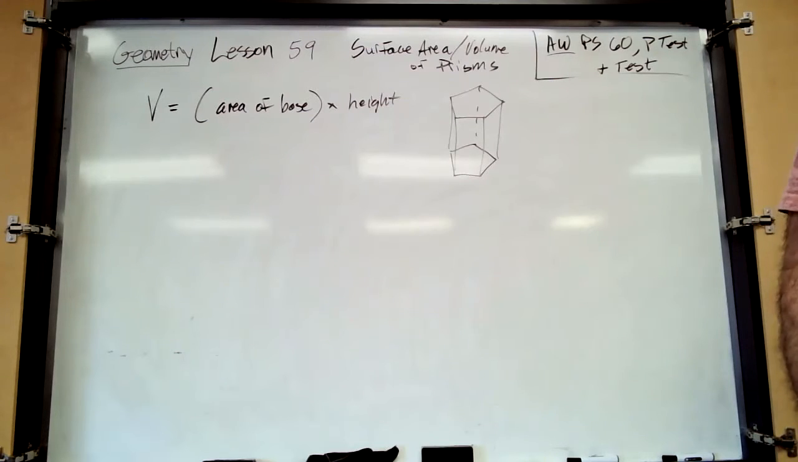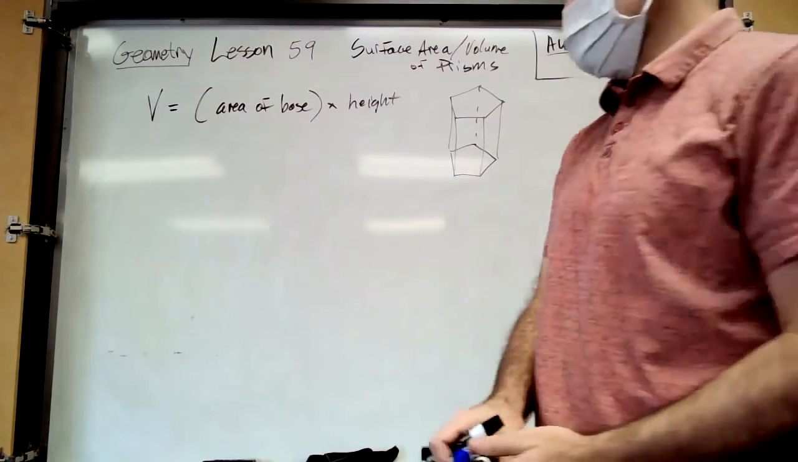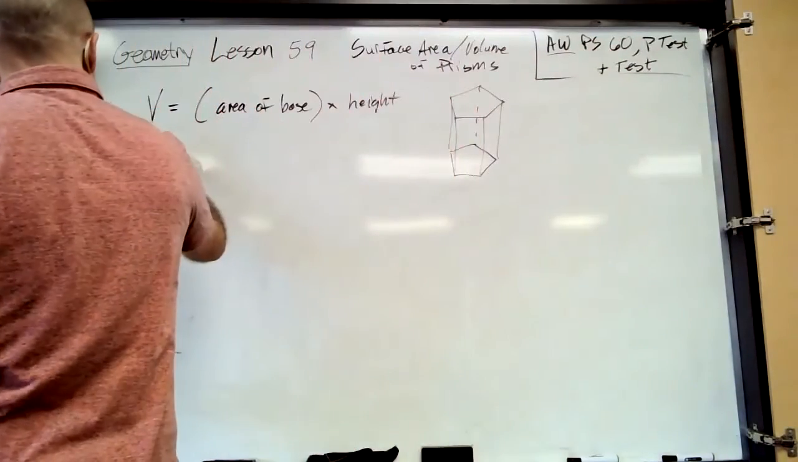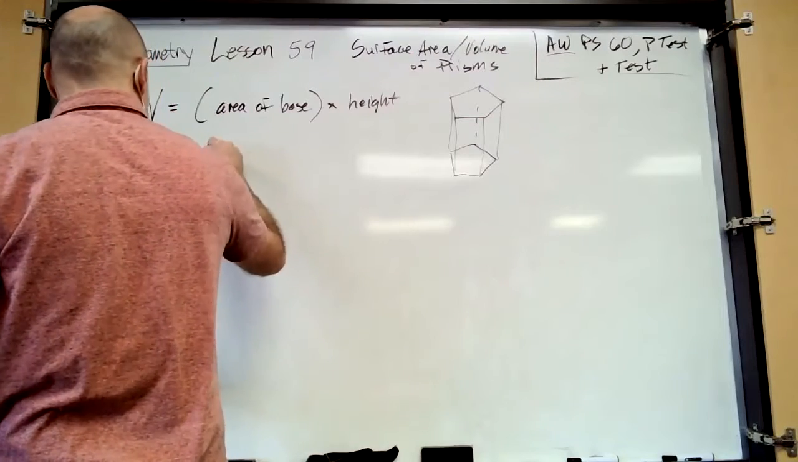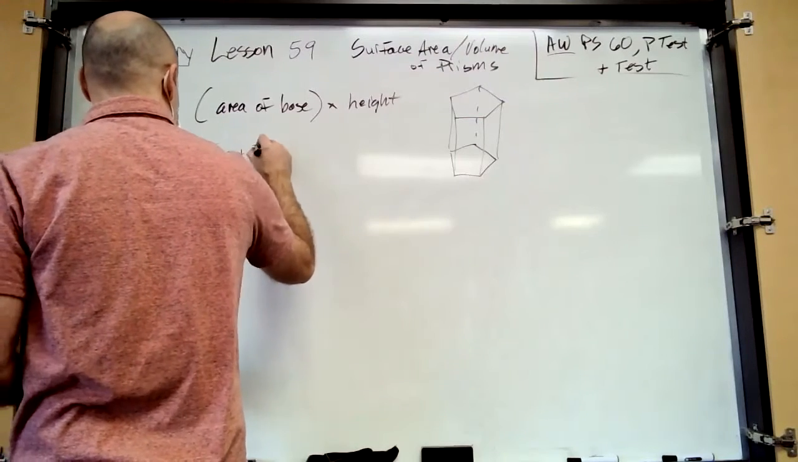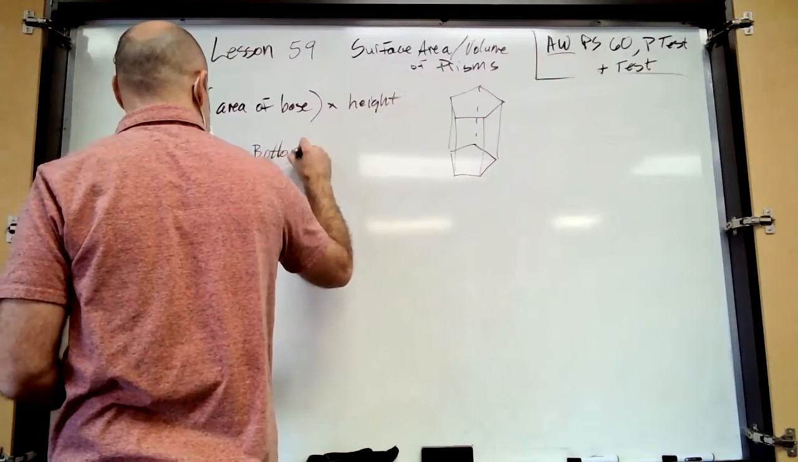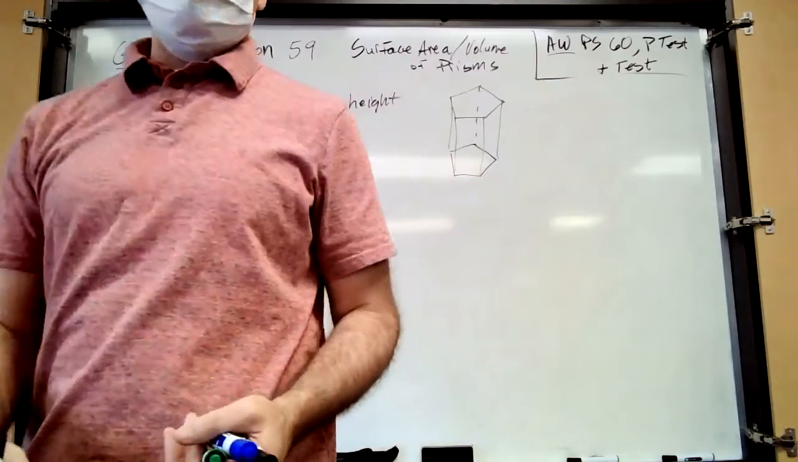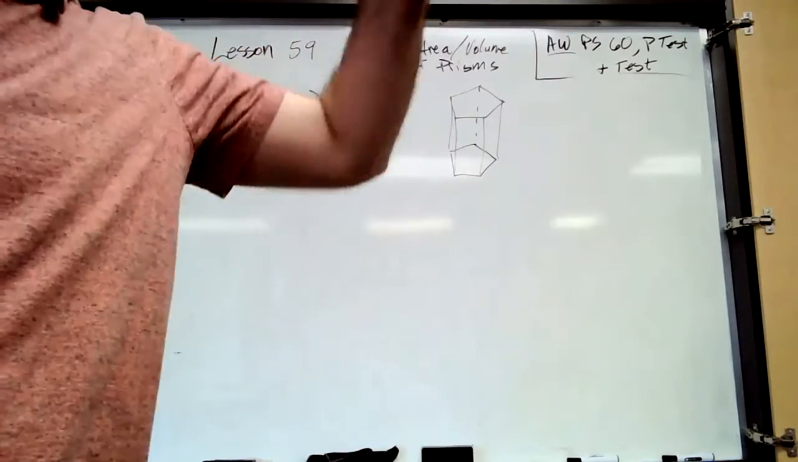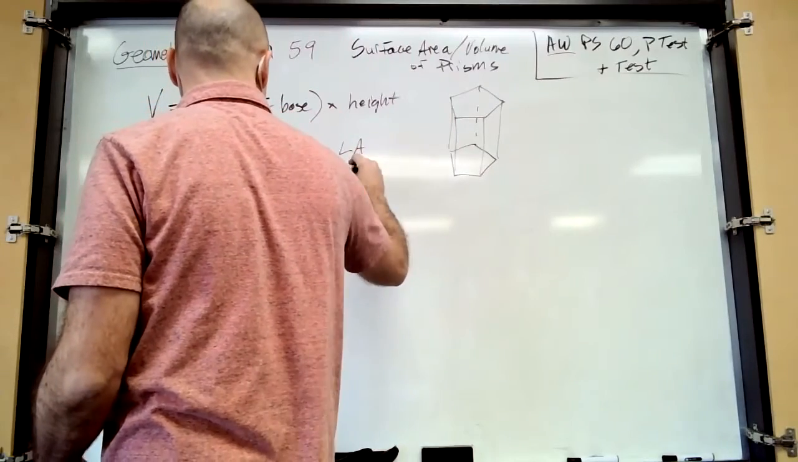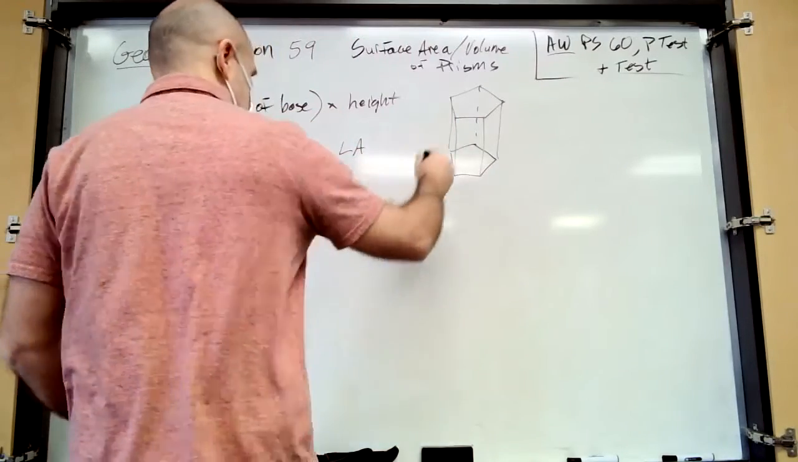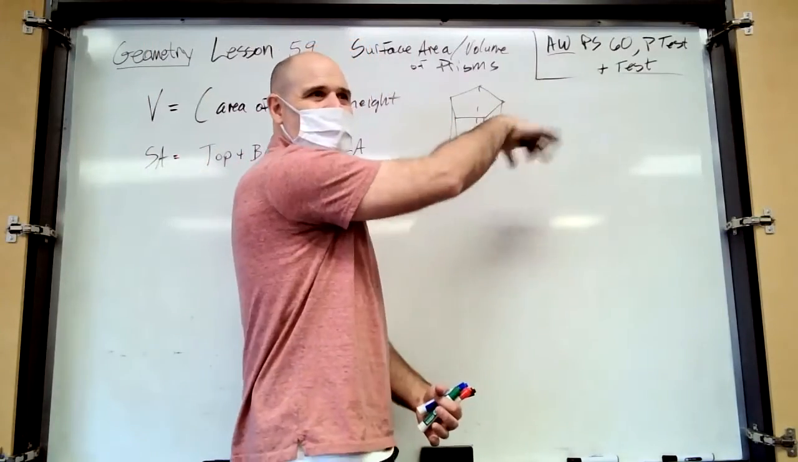So if you find how many cubes you can fit on the floor, on the base, that's finding the area. You multiply by the height. Makes sense. Surface area is area of the top and the bottom, whatever shape that is. So if it was a triangular prism, find the area of the two triangles on top and bottom, plus LA. LA is just that rectangle that you go all the way around.